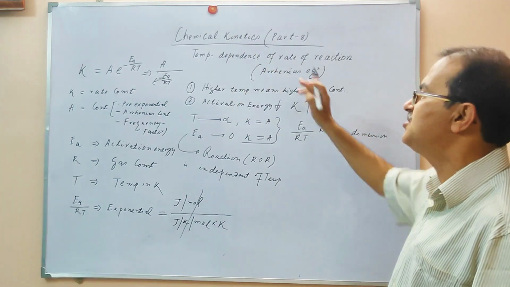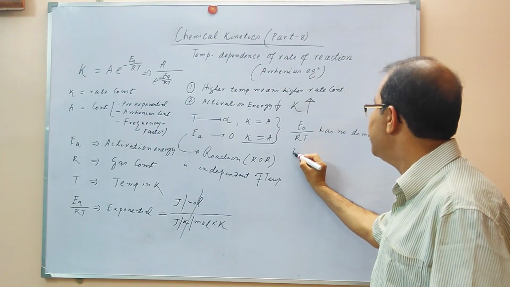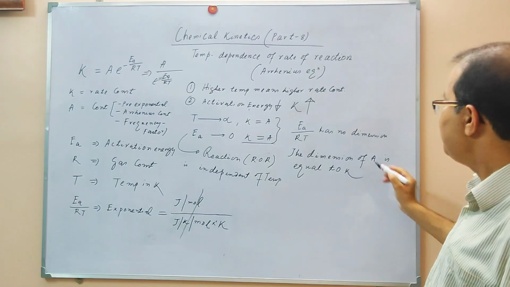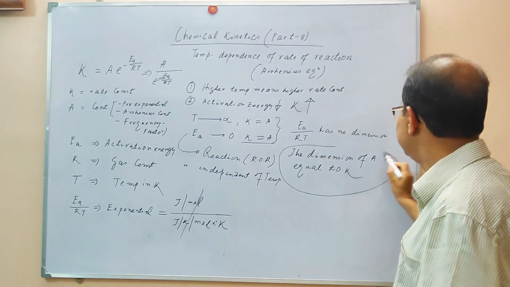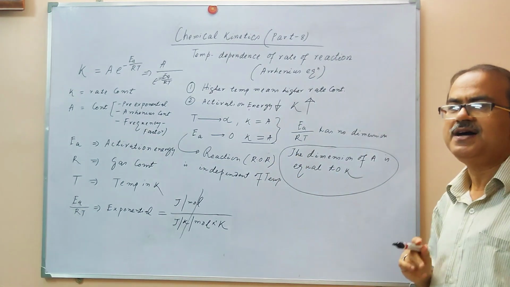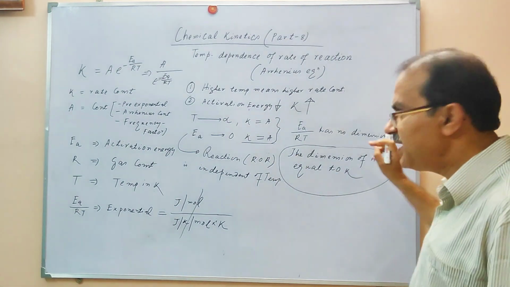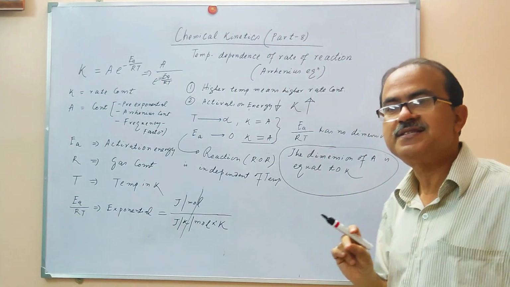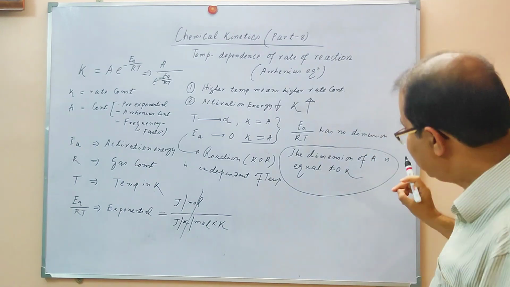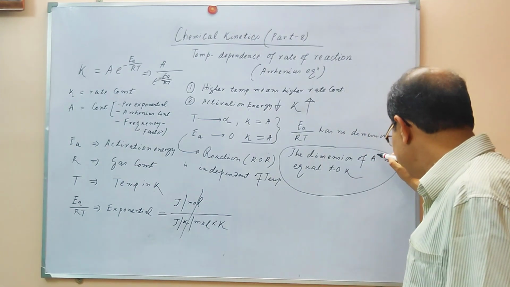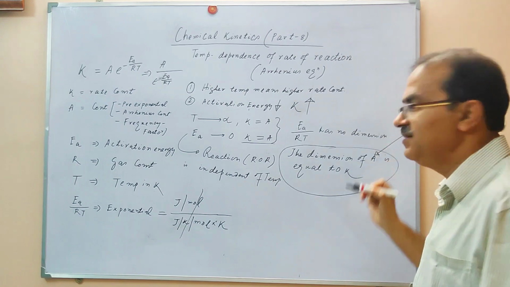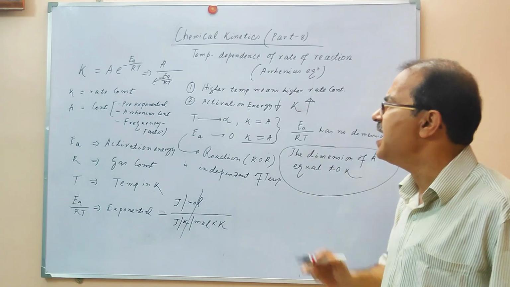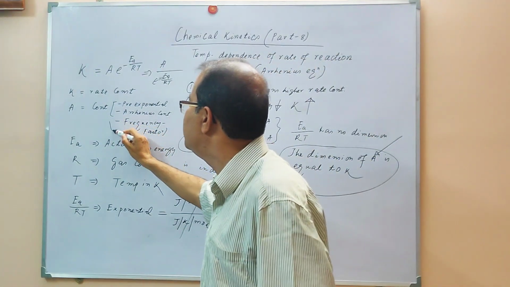Because these have no dimension, that is the reason, and it will change with the reaction order. If the order is first order, then it is per second. If the order is zero order, then that will be different. So the dimension of A changes with the order of the reaction, and that is why it is called the frequency factor.